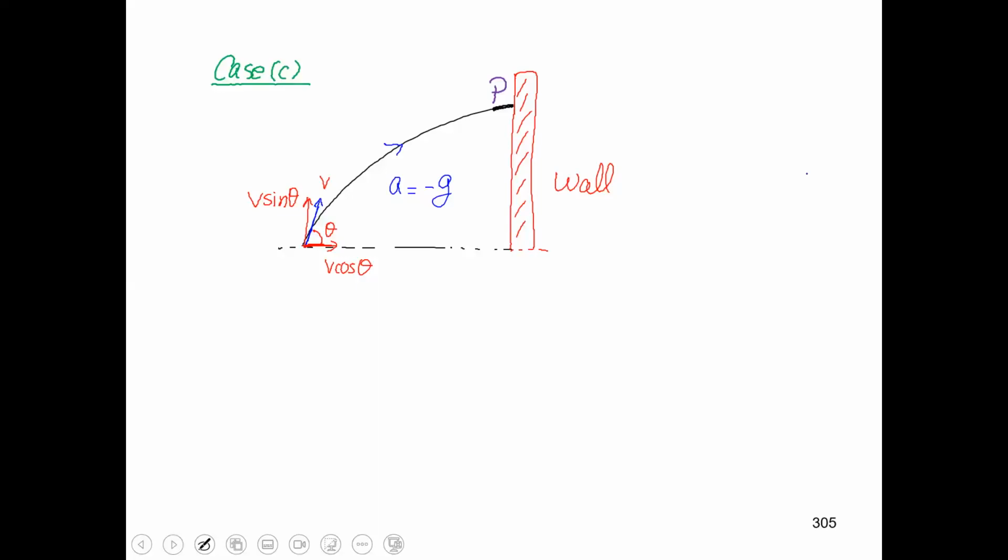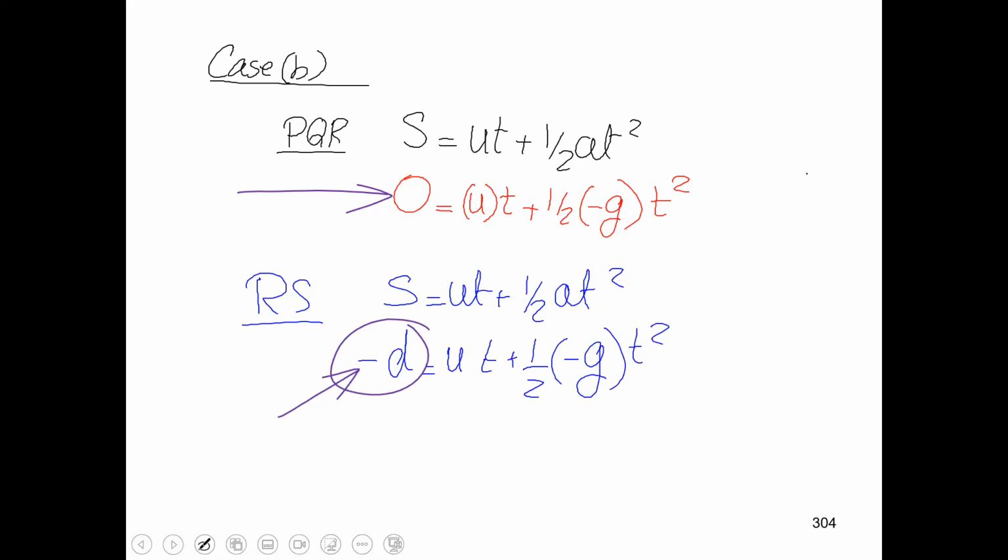Sir, I had a question about the previous slide. Over here there's RS. Why is it minus G? It's going downward, so why is it minus?